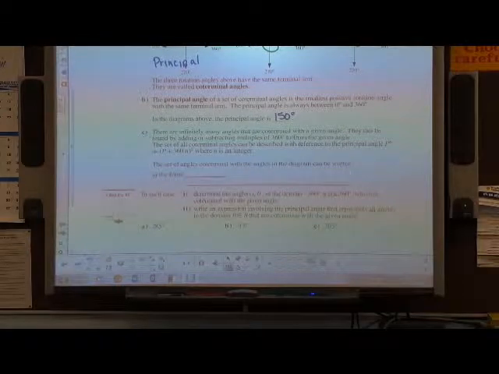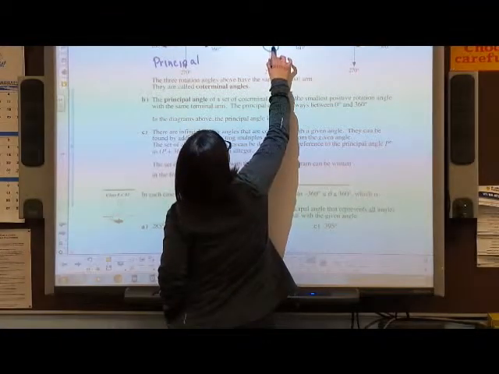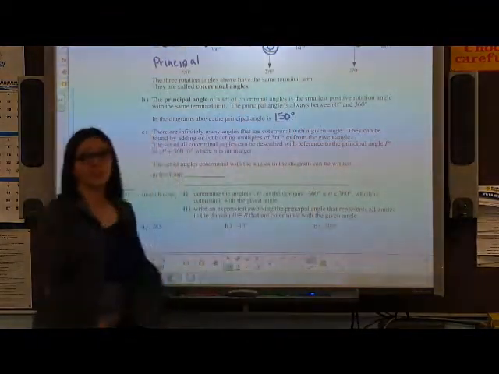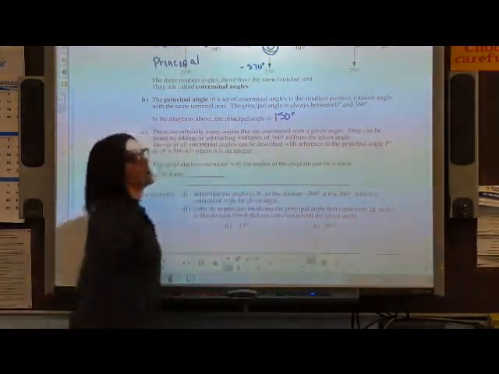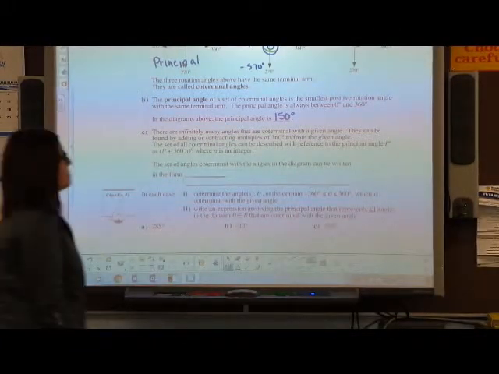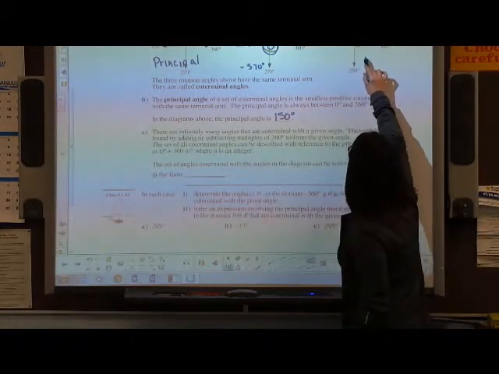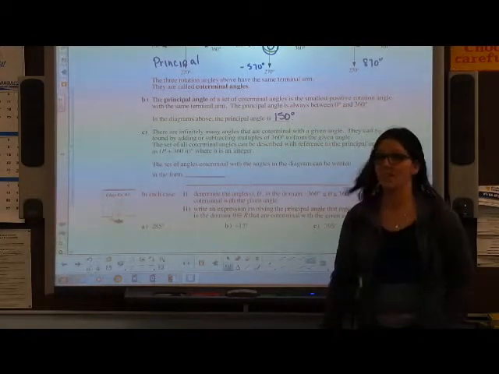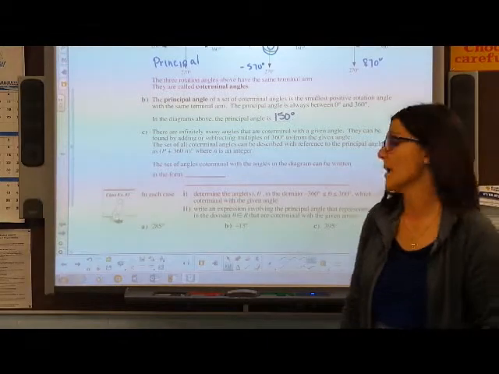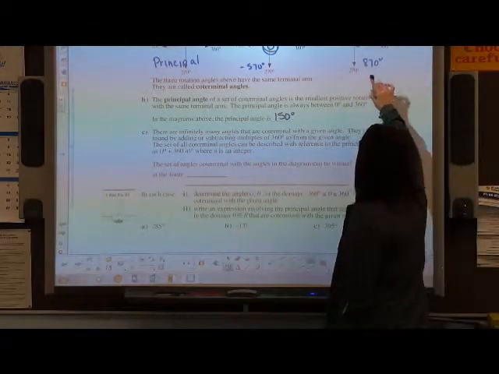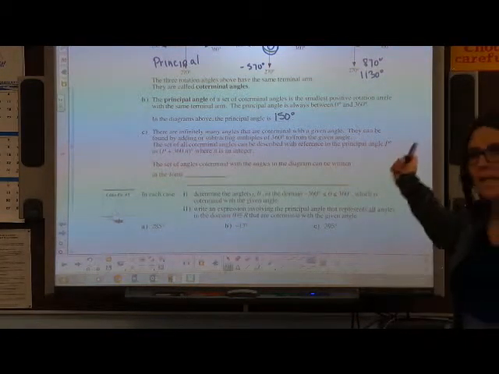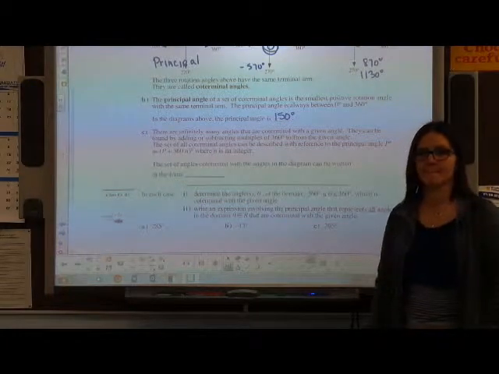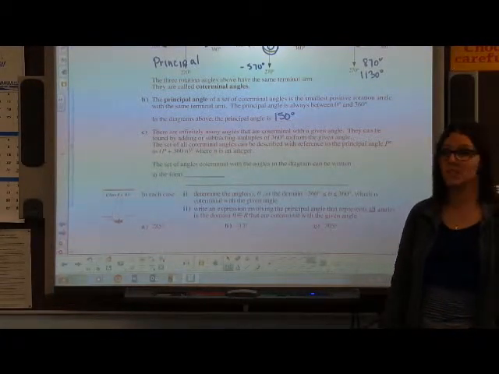Now, I can keep drawing coterminal angles. I could draw another coterminal angle where I just wrap around until I get to 210 degrees. That one would end up being negative 570 degrees. I could make another coterminal angle of 870 degrees. I could make another one that would be 1,130 degrees. How am I getting these numbers? Just add 360. I'm adding multiples of 360.